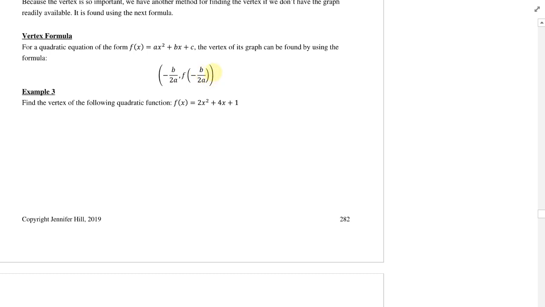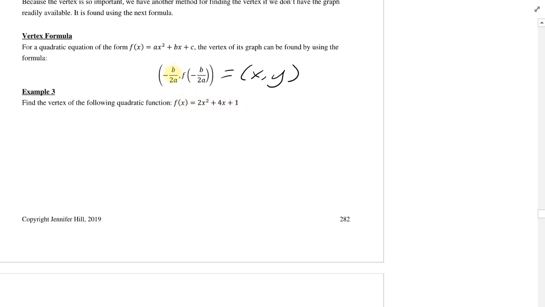Now, what I find is that it's easiest if I just show you an example of what this means, because I know this looks like it's a lot. So this is talking about a coordinate. Remember, the vertex is a coordinate, so this is actually giving you the structure for the x, y coordinate. So what I want to do is look at this function here and figure out what is my vertex.